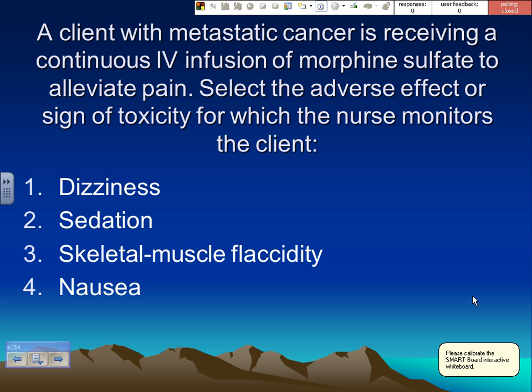So pick up your clickers. The client with metastatic cancer is receiving a continuous IV infusion of morphine to alleviate pain. Select the adverse effect or sign of toxicity for which the nurse monitors the client. Dizziness, sedation, skeletal muscle flaccidity, nausea.